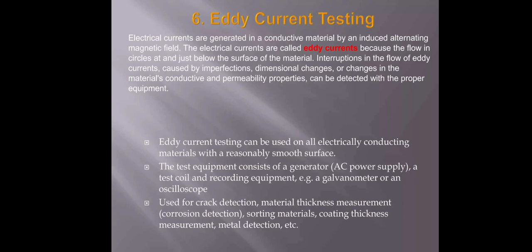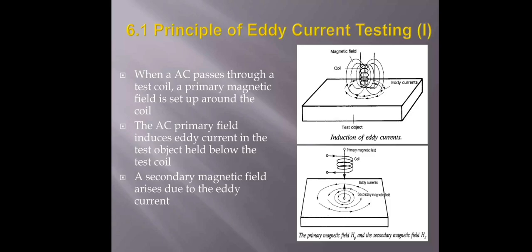Eddy current testing can be used on all electrically conducting materials with a reasonably smooth surface. The testing equipment consists of an AC powered generator supply, a test coil, and recording equipment, for example a galvanometer or an oscilloscope, used for crack detection, material thickness measurement, corrosion detection, sorting material, coating thickness measurement, metal detection, etc.